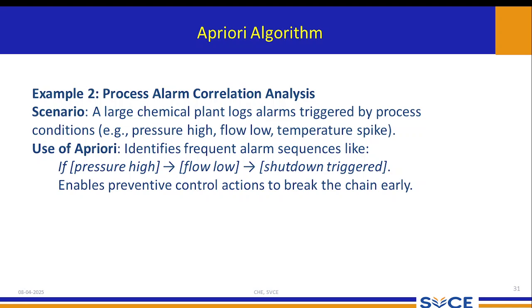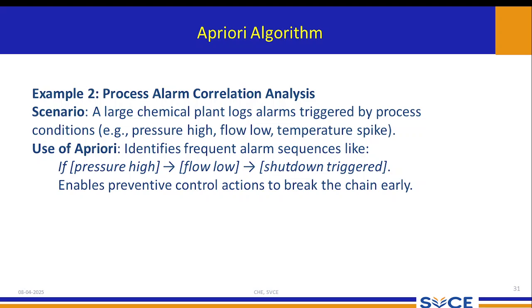That is the sudden increase in temperature. Use of a priori: identify the frequent alarm sequence, like if pressure is high and flow is low, then shutdown is triggered. This enables preventive control action to break the chain early. So if you have this category, if the pressure is high and flow is low, then trigger the shutdown. This will avoid the unwanted scenarios that happen.